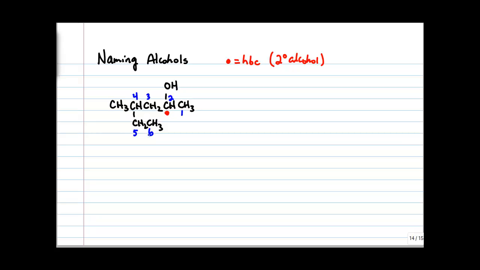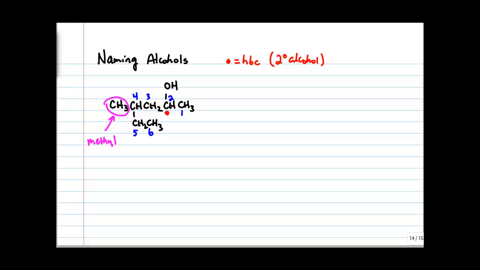So the longest continuous chain in this molecule has 6 carbons, not 5. That's a common mistake if you're not paying attention to where the longest continuous chain is. Well, we know that this is the only thing not in the longest continuous chain. This is our old friend methyl that we've used over and over again. And hey, I think we're ready to name this.